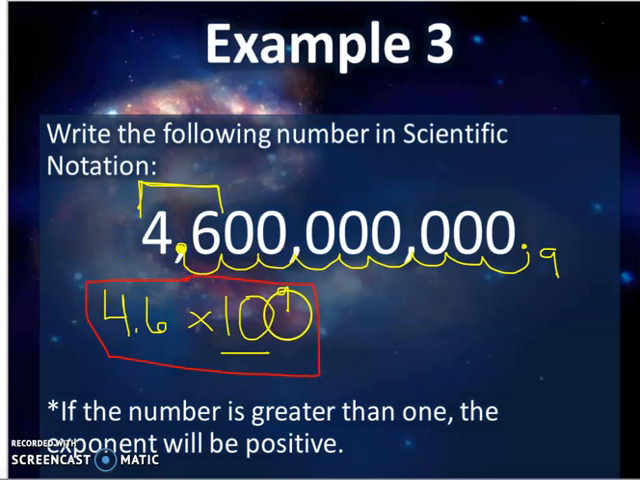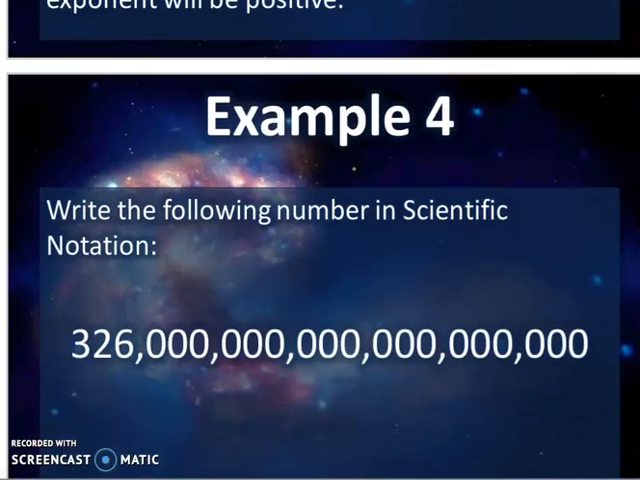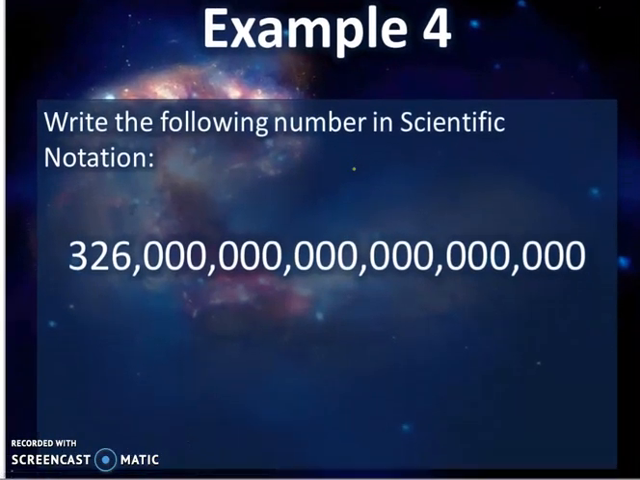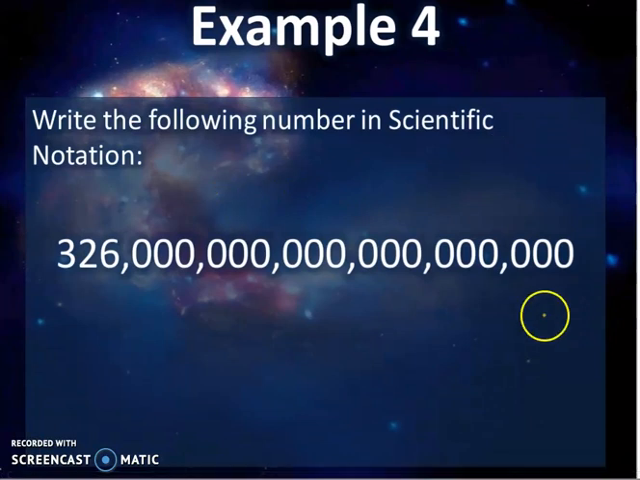And it's a positive exponent because my original number is greater than 1. So, here's another one. Write the following number in scientific notation. Here's my original decimal point, and I'm going to place my new decimal point so that there is only one number in front of it. Remember, all we're doing is separating the non-zero numbers away from all of the annoying zeros.